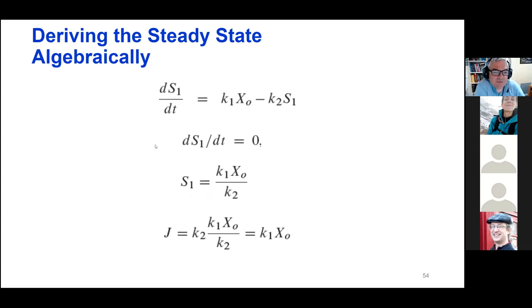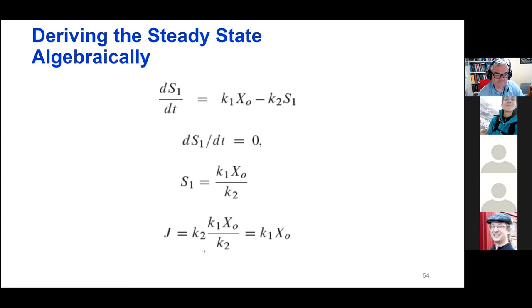So we can do the same trick analytically. I can set the left-hand side to zero, dS1/dt equals zero, and then solve for S1. If I solve for S1, I get this expression, the analytical expression for the steady state. The other thing I can do is work out the steady state rate. That's a trivial thing in this case, which I'll tell you now. If I take the solution S1 and insert it into this piece here, right?